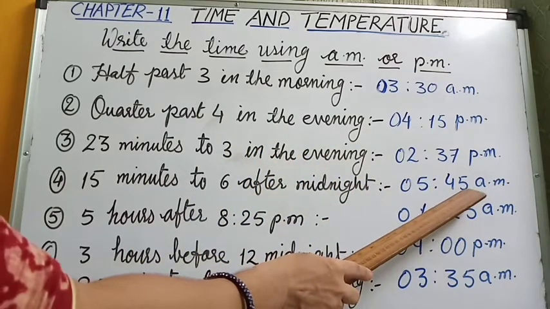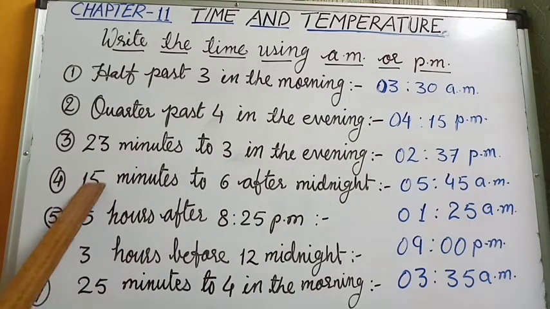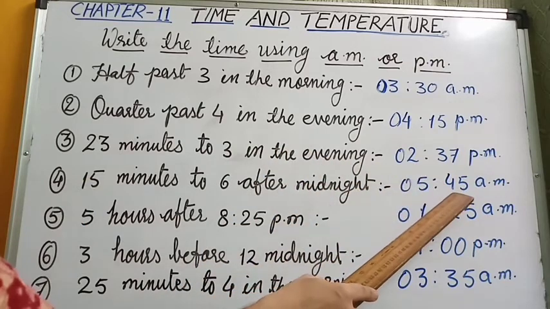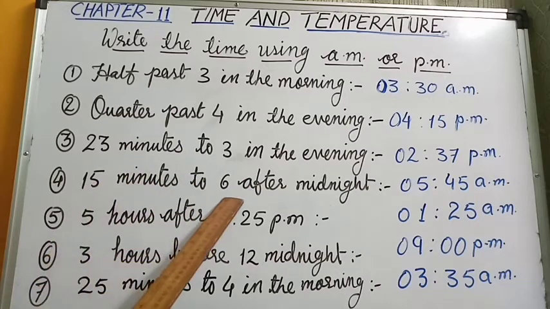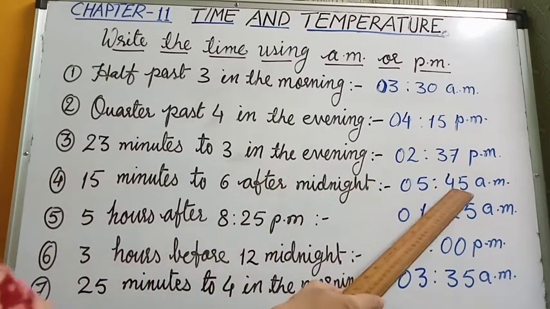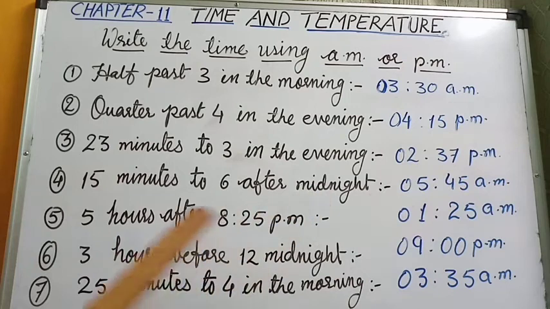And how many minutes passed? 15 minutes remaining. So we have to subtract 15 from 60. So 60 minus 15 is 45. That means the time is not exactly 6. 15 minutes left. So we can represent it as 5:45 AM.